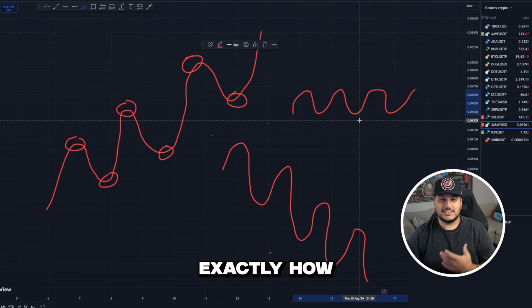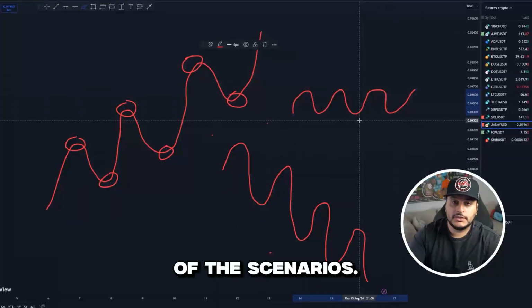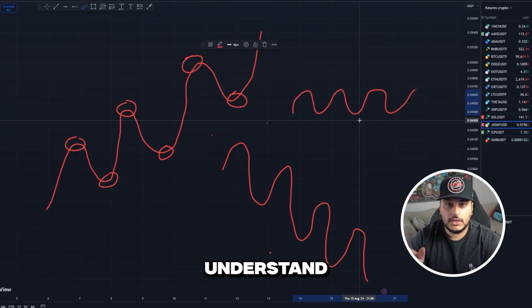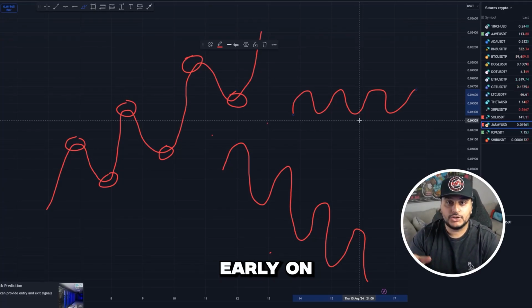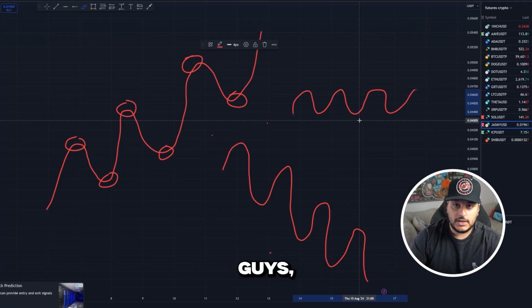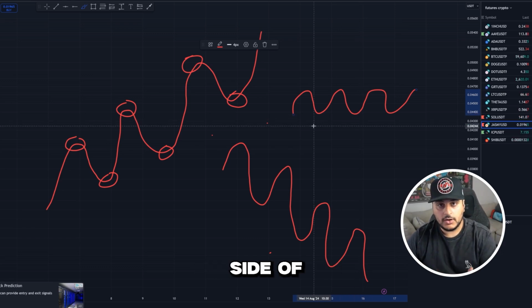Now, I'm going to show you guys exactly how you can trade all 3 of these scenarios, but this is something that you have to really understand and look at and establish early on the chart before you start trading, guys, because we don't want to be caught on the wrong side of the trend.